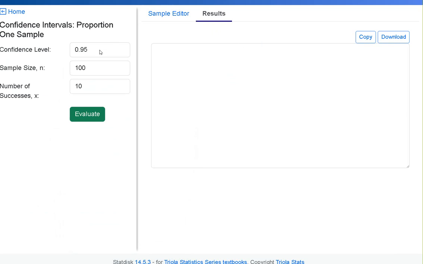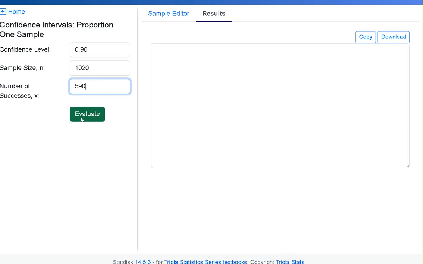That's going to take us to a confidence level. What confidence level do they want from us here? 90%. Good. So change that to 0.9. All right, let's keep going. What was the sample size here? 1020. And of those, how many successes do we have? 590.